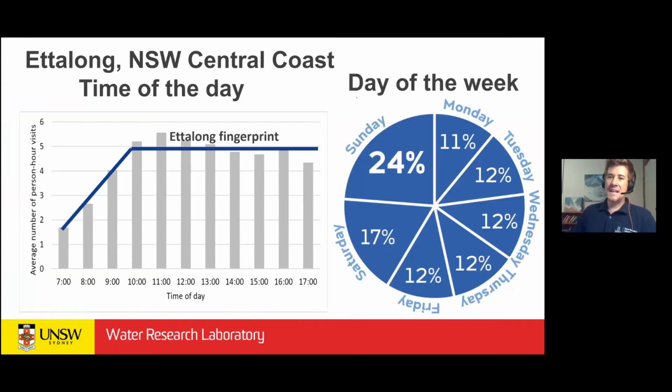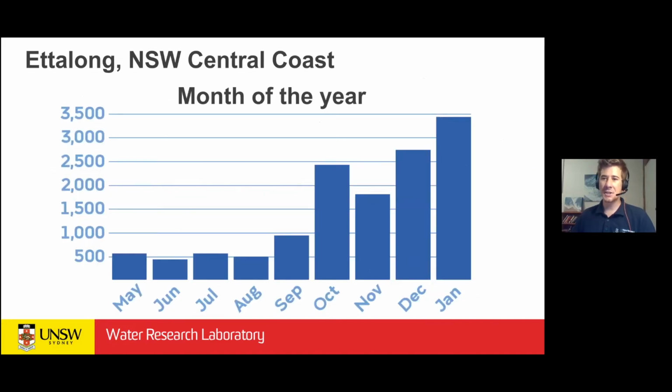If you have a look at what day of the week people are most likely visiting the beach, as we saw in Jason's plot, Sunday is the busiest day in most locations, and particularly at this site, with 24% of the visits occurring on a Sunday. In terms of seasonality, if we look at the month of the year, you can see seasonal trends. Not a lot of people are getting to the beach in the winter months, whereas it ramps up towards Christmas and summer months.